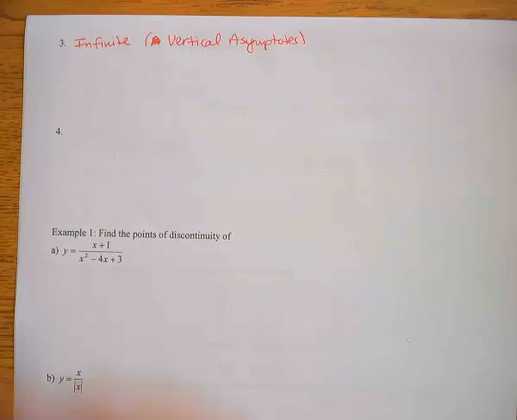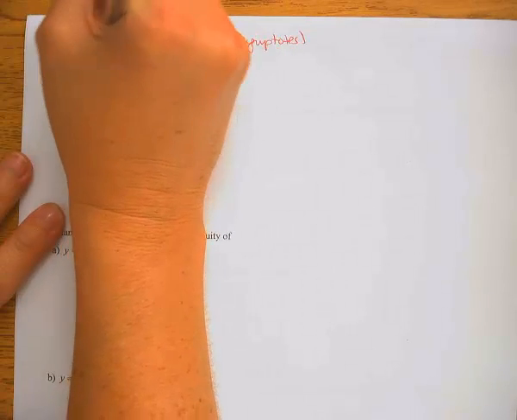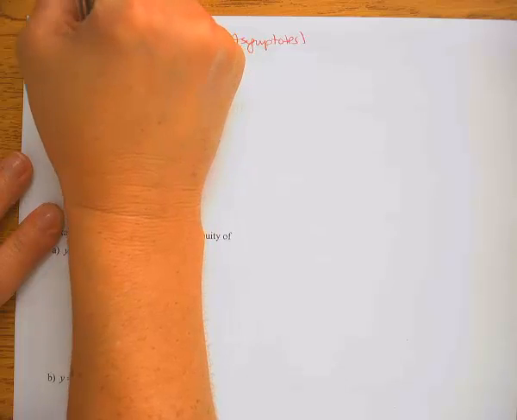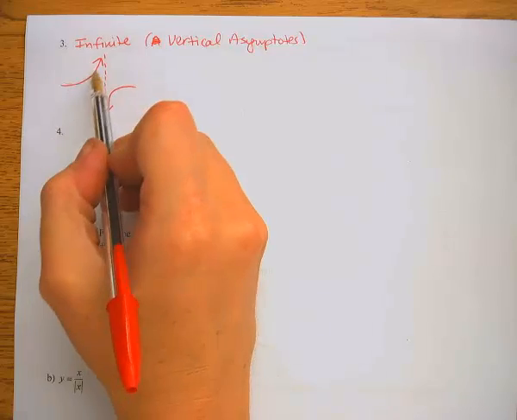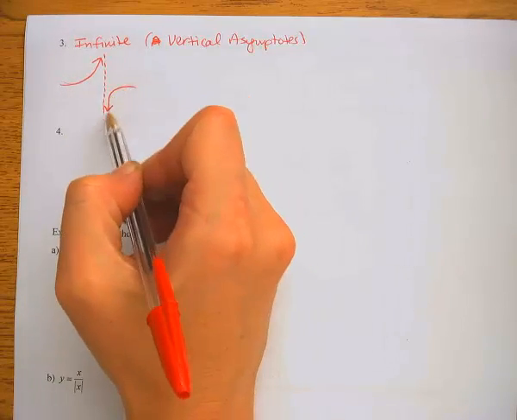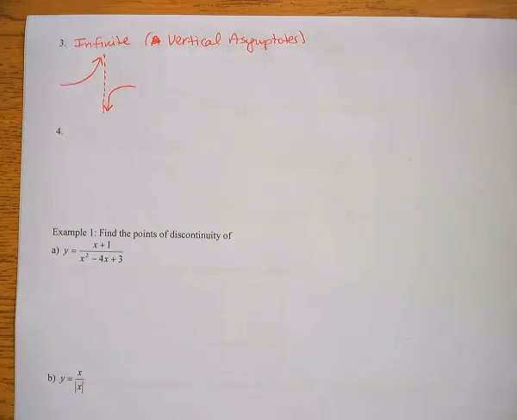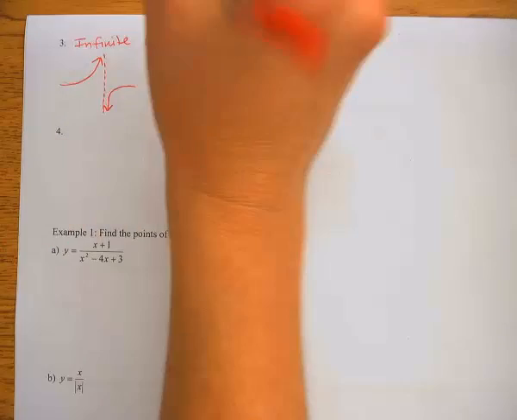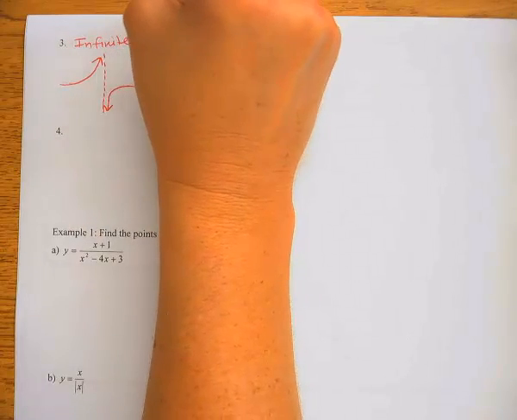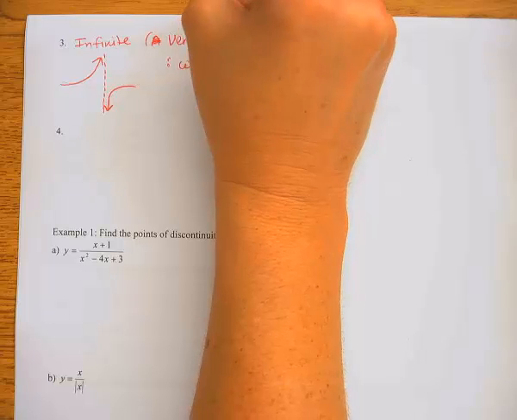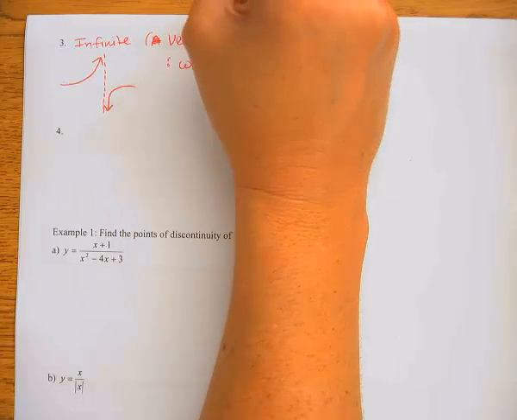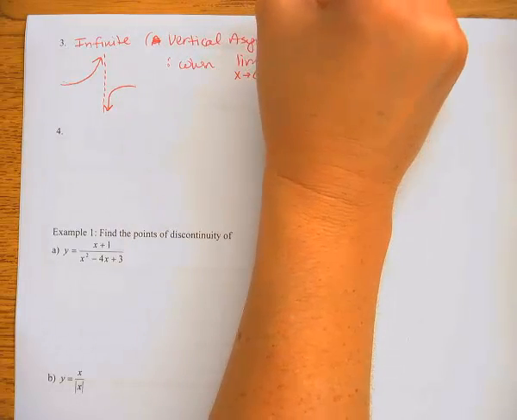So that's when you have something that looks like this, where your y values might either be going off to positive infinity or they might be going down to negative infinity. So this happens when the limit as x approaches c does not exist.